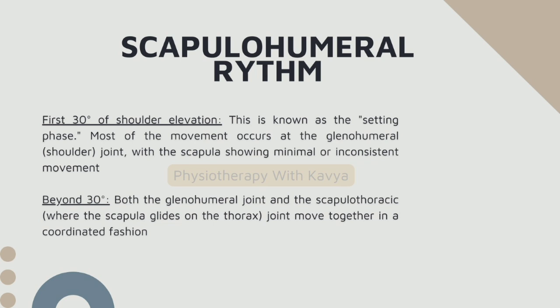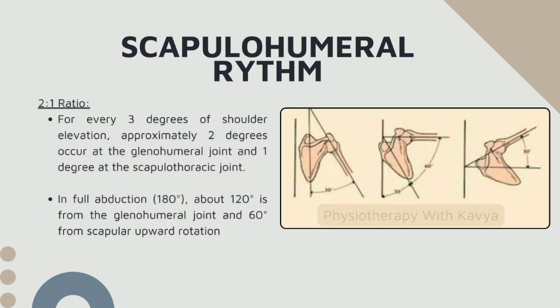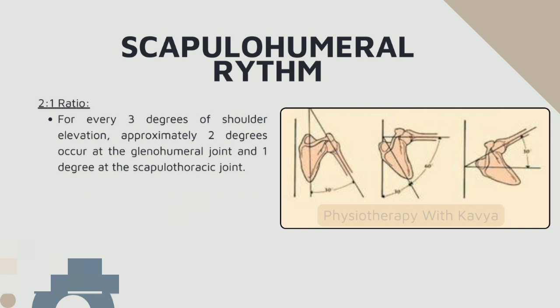During the first 30 degrees of shoulder elevation, most of the movement occurs at the glenohumeral joint and the scapula shows minimal or inconsistent movement. And this is called the setting phase. Beyond the 30 degrees of shoulder elevation, both the glenohumeral joint and the scapulothoracic joint move together in a coordinated fashion, and that's what we call the scapulohumeral rhythm. The ratio 2 is to 1 is significant here. For every 3 degrees of shoulder elevation, approximately 2 degrees occur at glenohumeral joint and 1 degree at scapulothoracic joint.